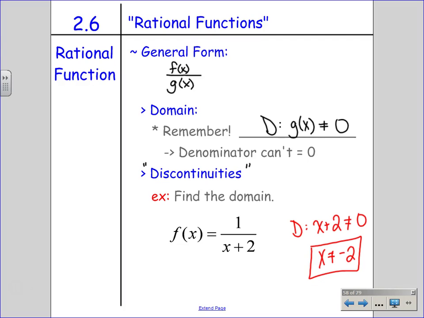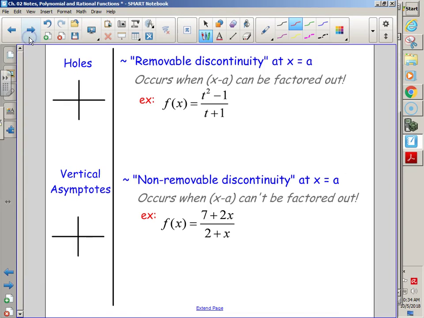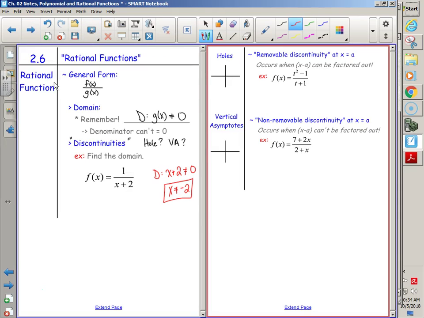Because in any rational function, there are two different types of discontinuities. So we have to ask ourselves the question, is this a hole, or is this a vertical asymptote? There are two different types of zeros in denominators. One's a hole, and one's a vertical asymptote. And so where we're ending today is writing down which is which. There are holes that can happen in denominators, and there are vertical asymptotes that can happen in denominators.